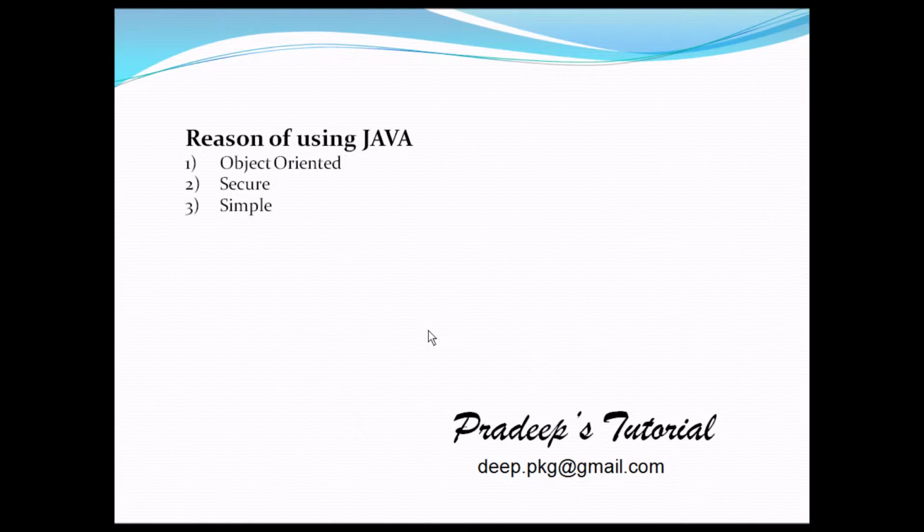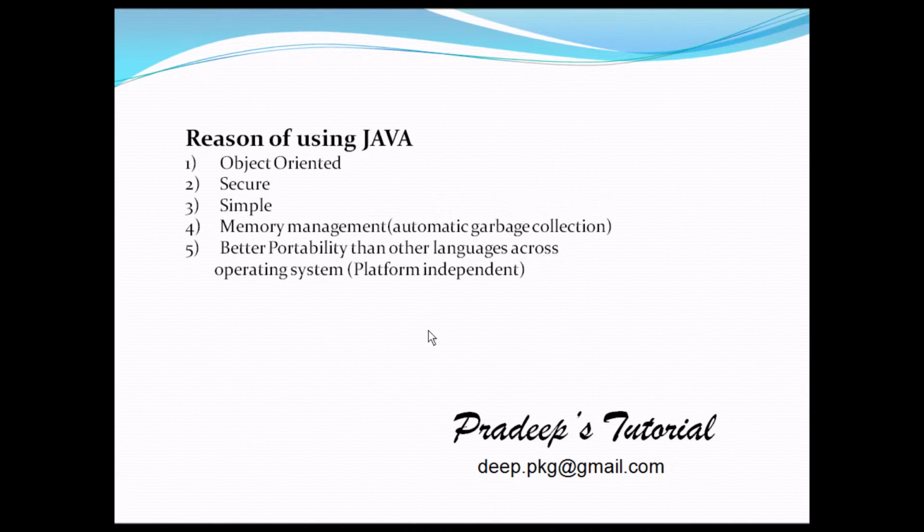So, the reason for using Java. First, it is object oriented. It is secure. That is sufficient to tell why we need Java. But what exactly is the reason behind using Java? Memory management: Java has internal automatic memory management, that is garbage collection. We'll see garbage collection in detail in a coming video. Fifth is better portability than other languages across operating systems. That's why it is known as platform independent. Yes, Java is known as platform independent.